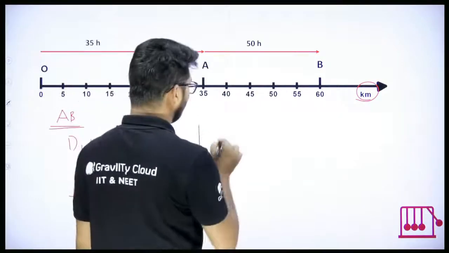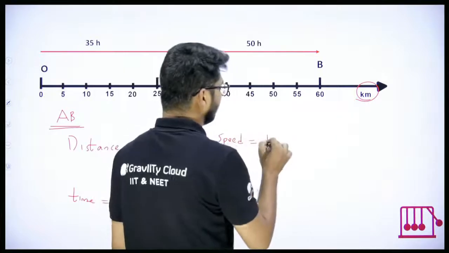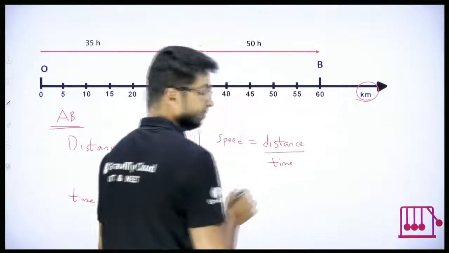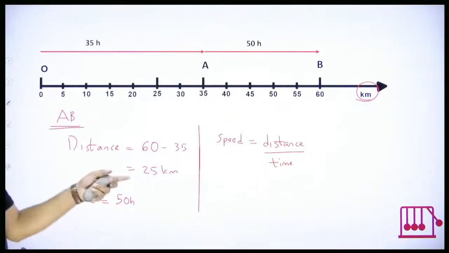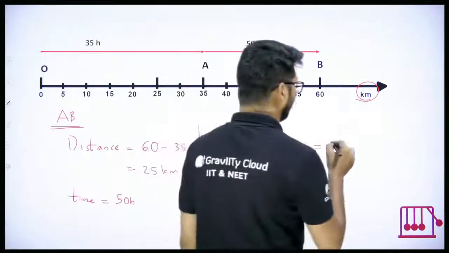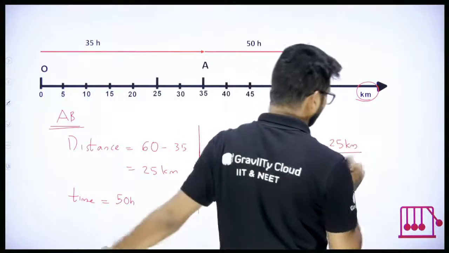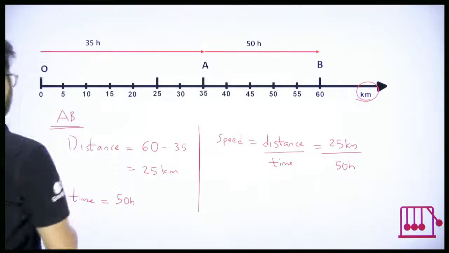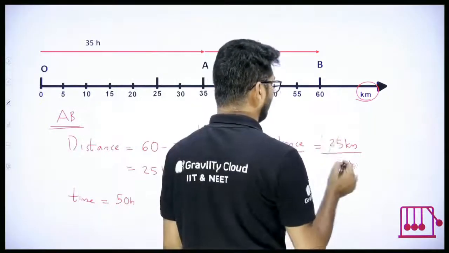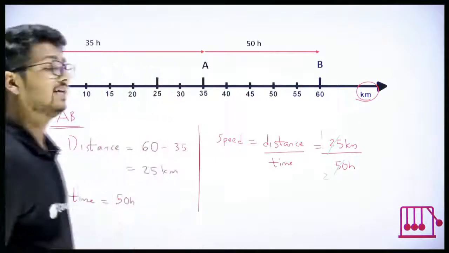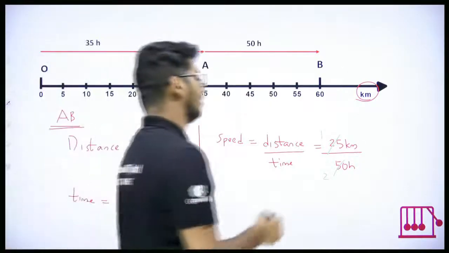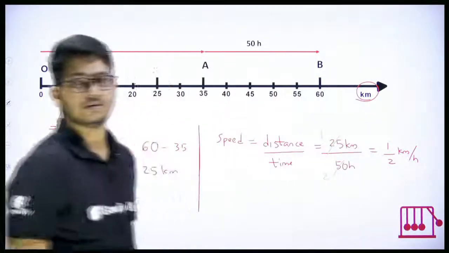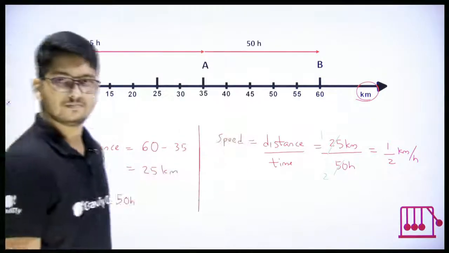So if I go into the speed part, what is speed equal to? Speed is equal to distance by time. Distance we got as 25 kilometers. Time we got as how much? 50 hours. Then if I do the calculation, 25 ones are 25, 25 twos are 50. So what do we have here? We have 1 by 2 kilometer per hour. There you have it, speed.